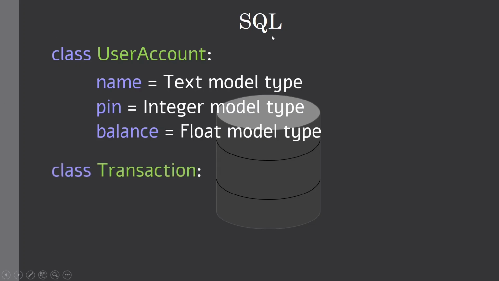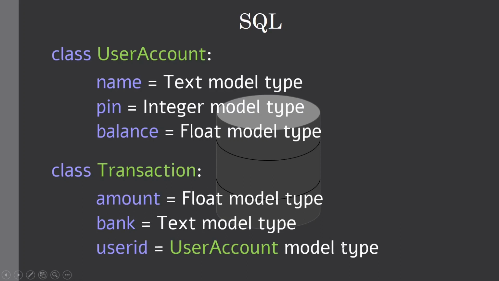Anyways, we have created that table, and the next one is the transactions table. You just do a class transaction, and in here we're going to have those model types. Just to close it, the last one here is user ID, and it's going to connect to a user account model type. So it won't be a text, it won't be a float, it won't be an integer. It's going to be a user account type. Hopefully you get the point.